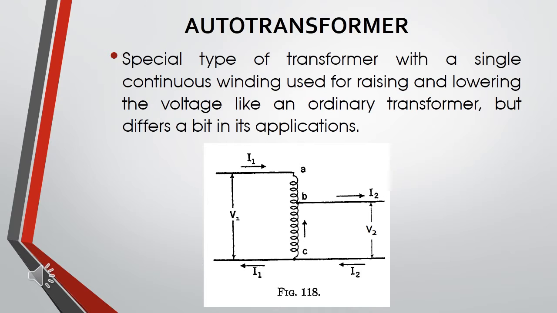As you can see in the figure, meron lang talaga siyang isang winding, but parts of this winding are considered as the primary and the secondary. The winding AC forms the primary, and yung portion ng winding na ipinapakita as the BC forms the secondary winding, and that is what you call an autotransformer. So let's proceed to the next slide.